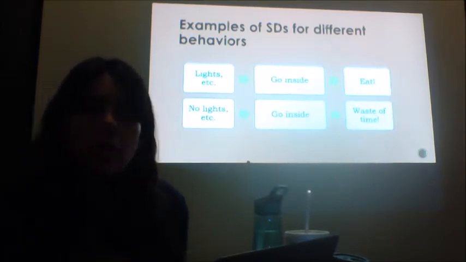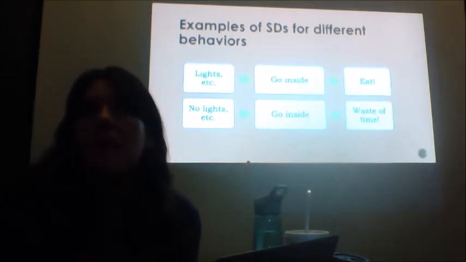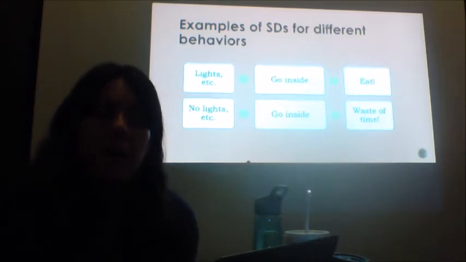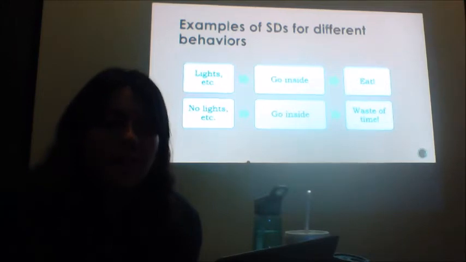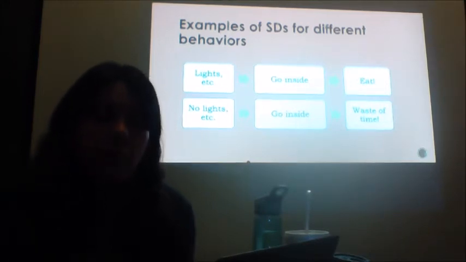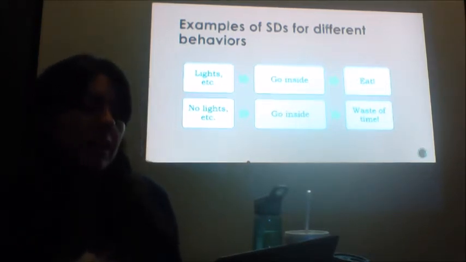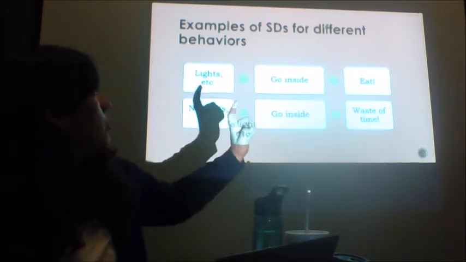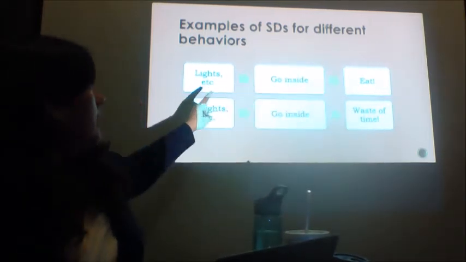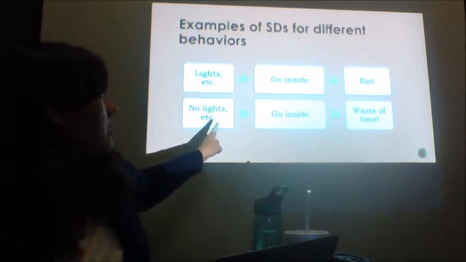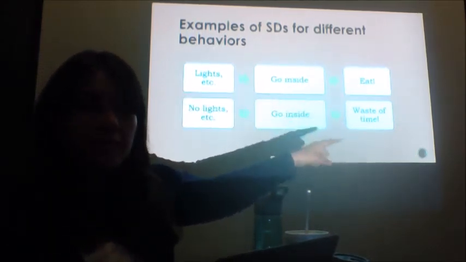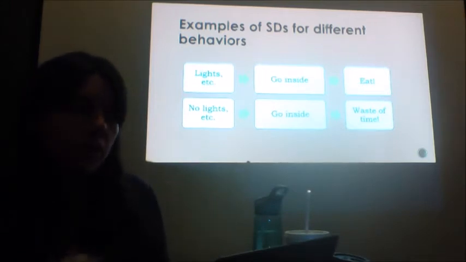Another example, if you're driving around late at night and you're hungry, when you see an open sign, a light on, and people inside a restaurant, that's an SD for the behavior of pulling over and going inside to eat. The person is only going to get reinforcement of eating if these things are present. If they're not present, they're going to go inside and then they're not going to get reinforcement because the restaurant's closed.